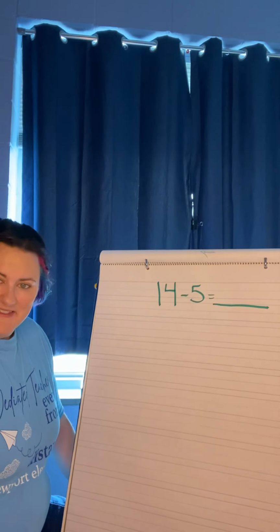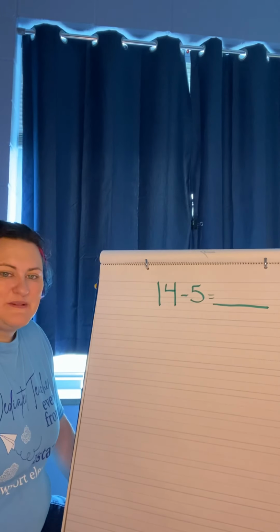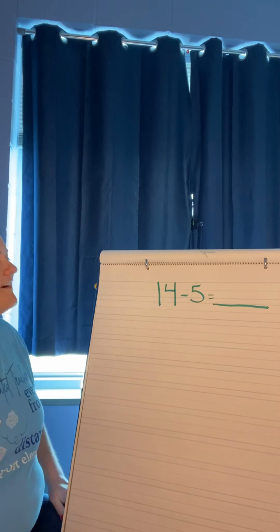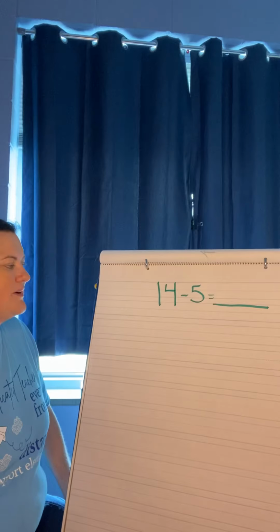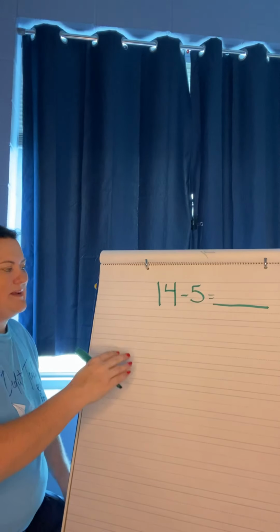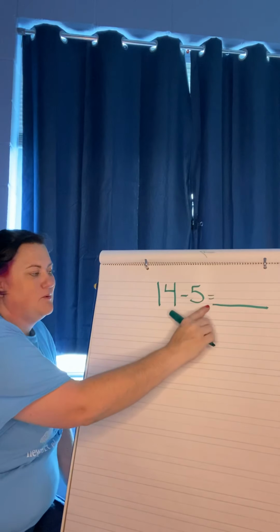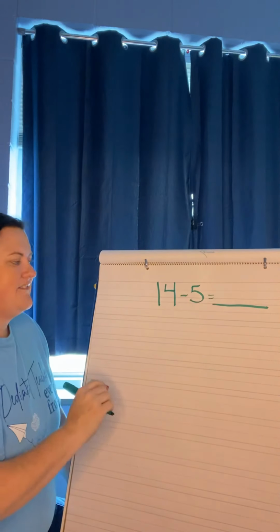So go ahead and get out that math notebook so we can work through some examples together. All right, now that you have your math notebook out, what I want you to do is at the top of your paper write 14 take away 5 equals blank. 14 take away 5 equals blank.